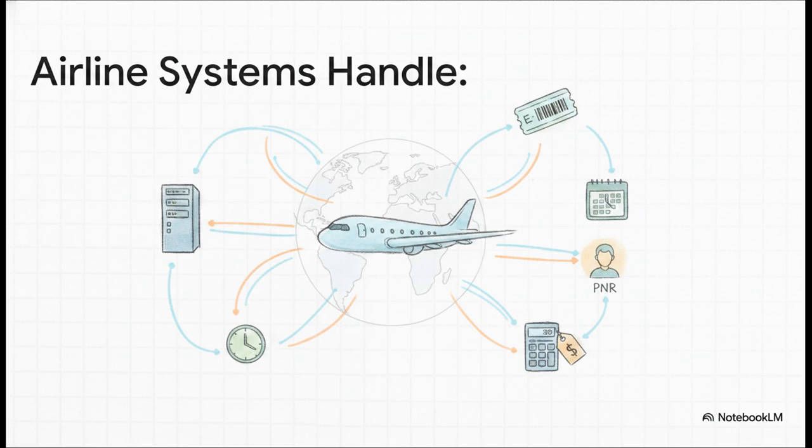Pulling that off requires incredibly robust servers, high-speed fiber optic connections, and rock-solid TCP/IP protocols to make sure that when you click book, someone halfway across the world doesn't get double booked in your exact seat.